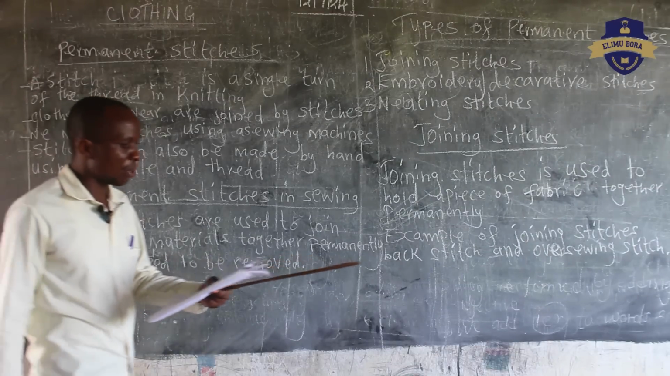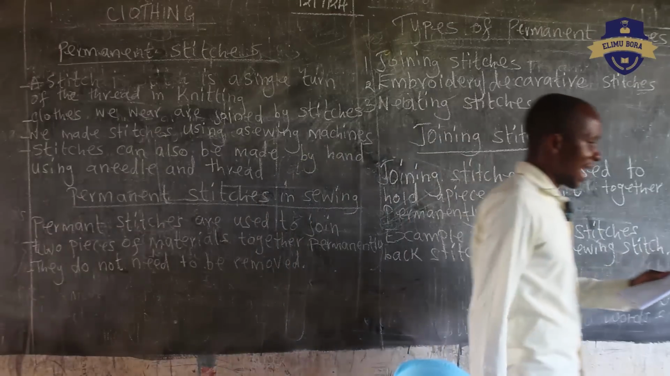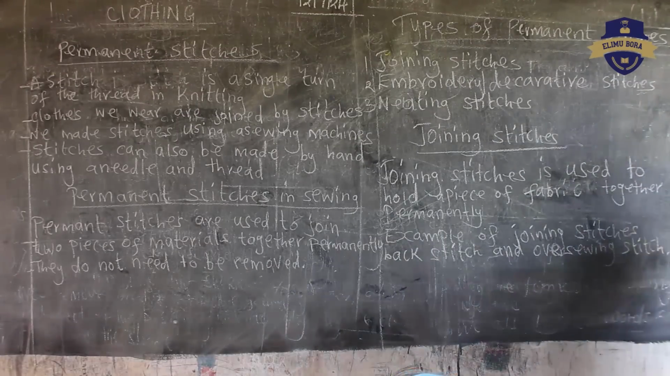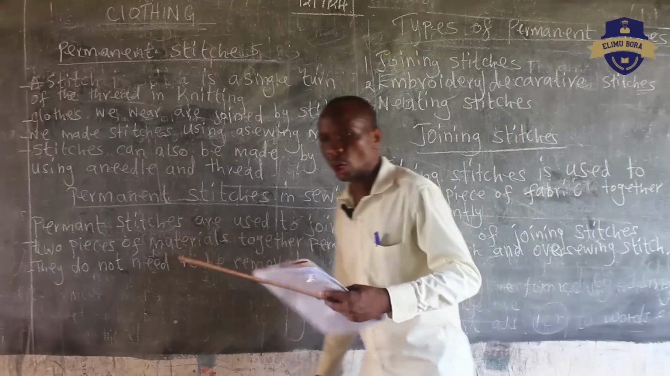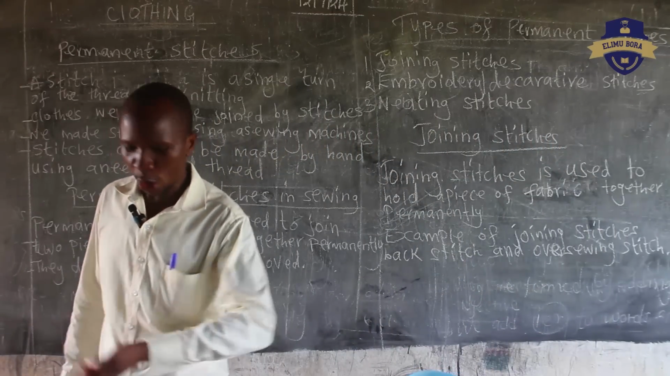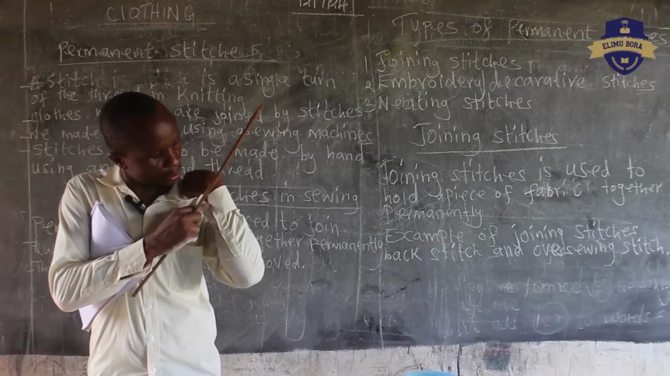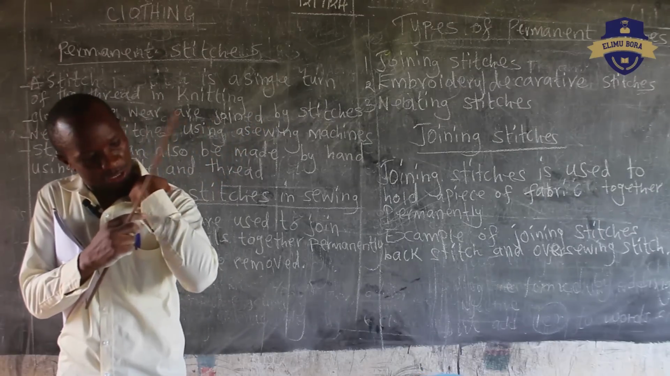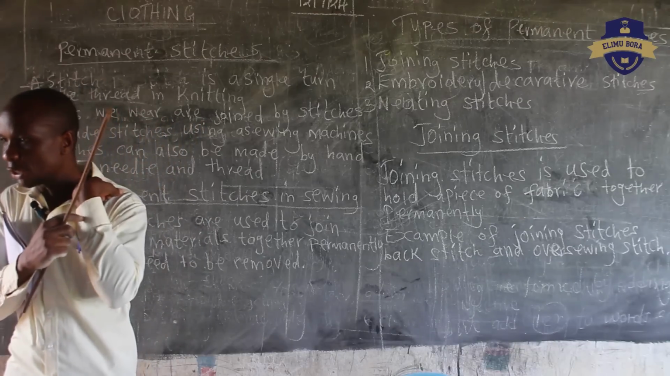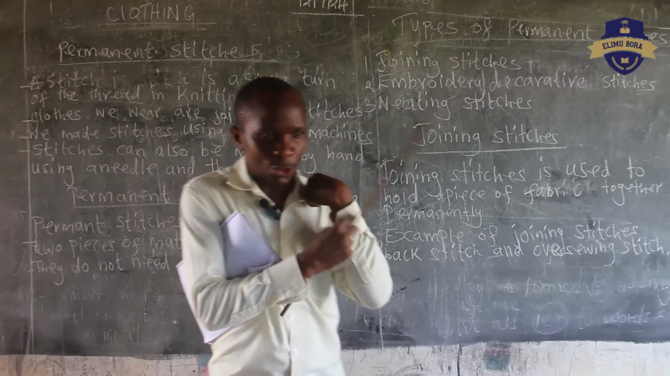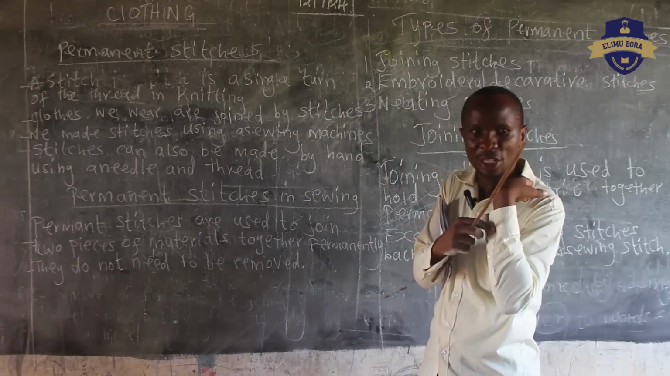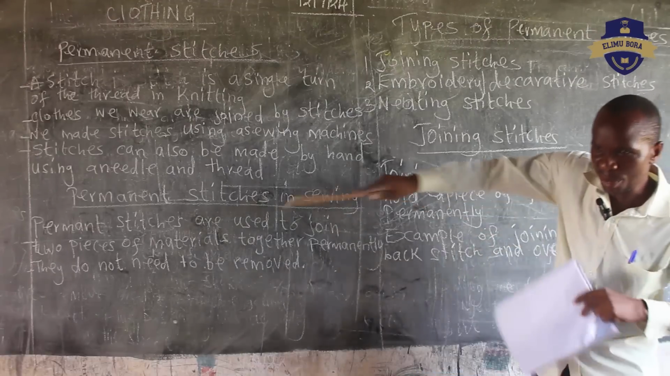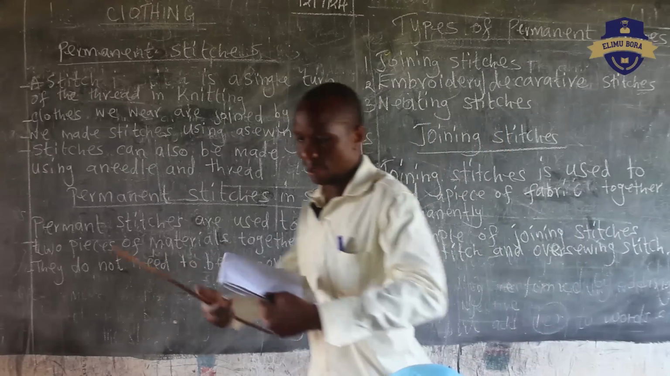Examples of these are blanket stitch, the one that is made along the edge of the blanket, and buttonhole stitch. Looking at the button, we have a stitch there. Such a stitch is called buttonhole stitch.